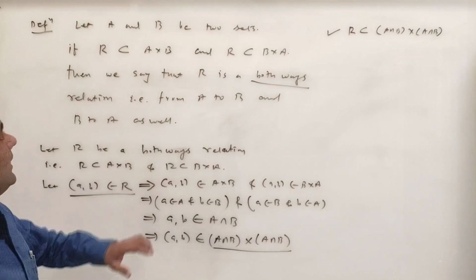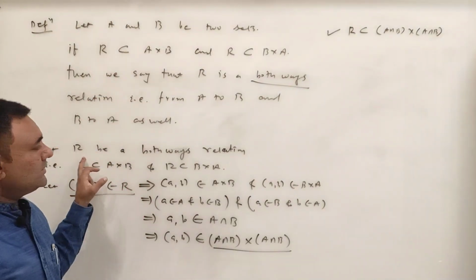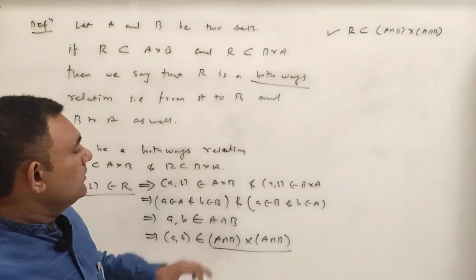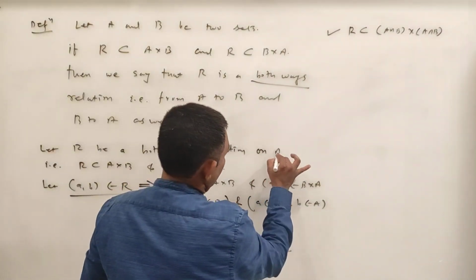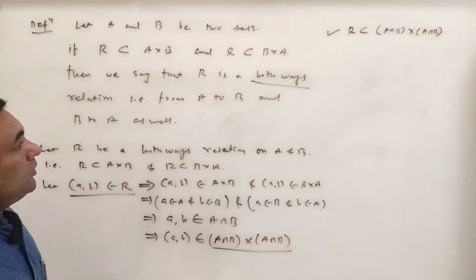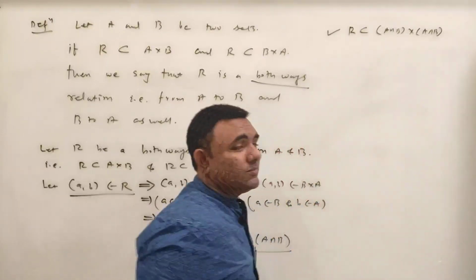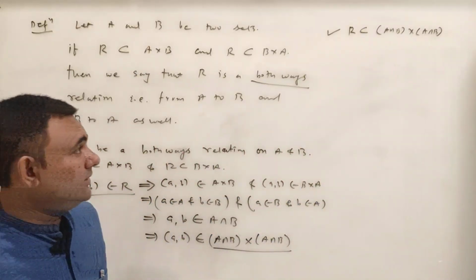तो हमने क्या प्रूव किया कि सपोज मेरे पास कोई R रिलेशन है, वो बोथ वे रिलेशन है ऑन A एंड B. तो हमने प्रूव किया कि जो वो रिलेशन है वो A इंटरसेक्शन B क्रॉस A इंटरसेक्शन B का सबसेट होगा. फर्स्ट थिंग.